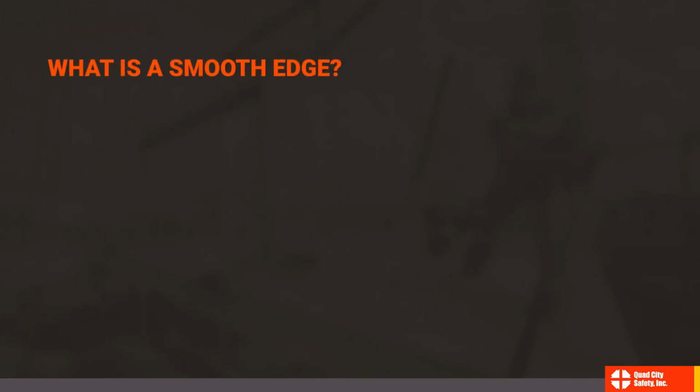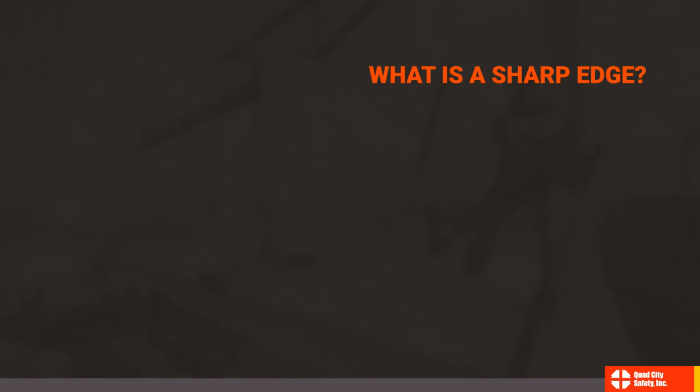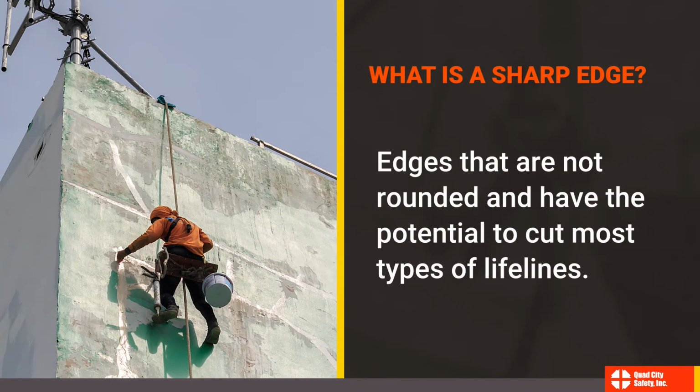What's a smooth edge? Smooth edges are those edges that have a radius greater than 0.06 of an inch. These edges are smooth and not likely to cause damage to a lifeline. What's a sharp edge? Think steel bar. A sharp edge that's not rounded has the potential to cut most types of lifelines.